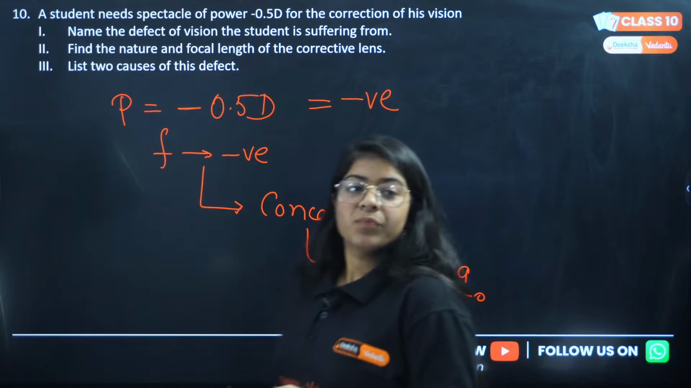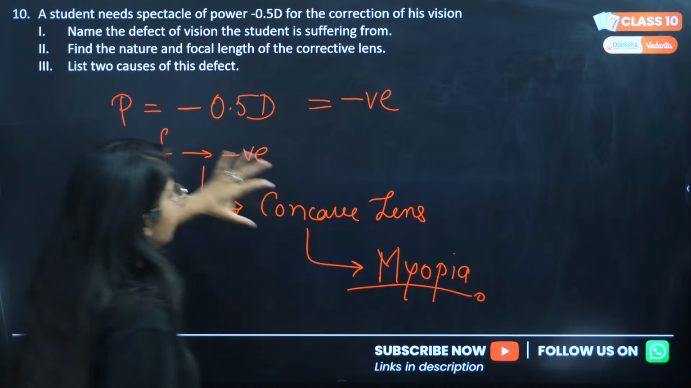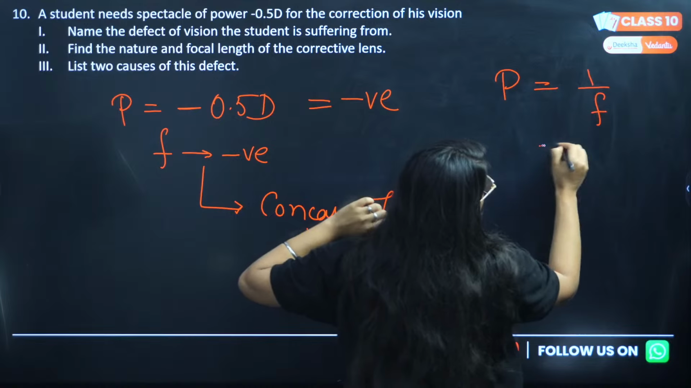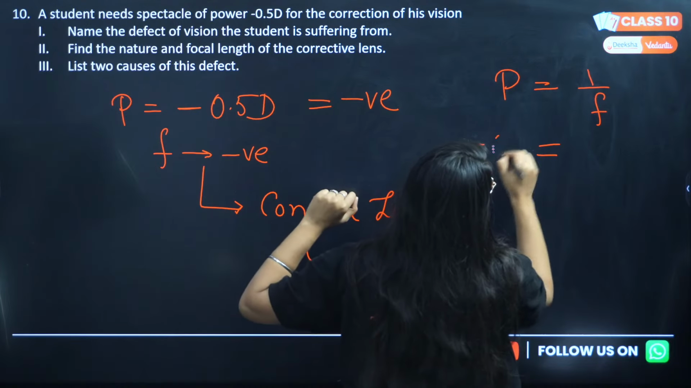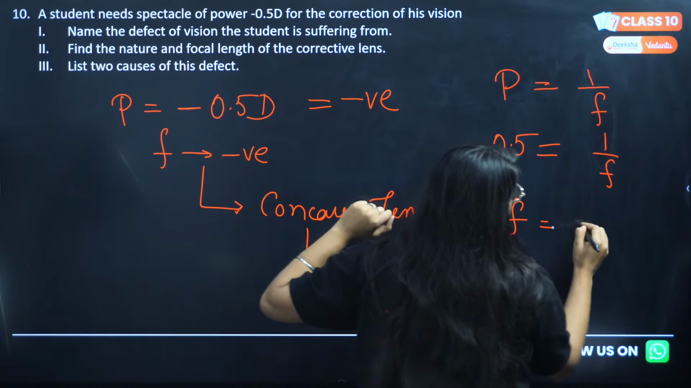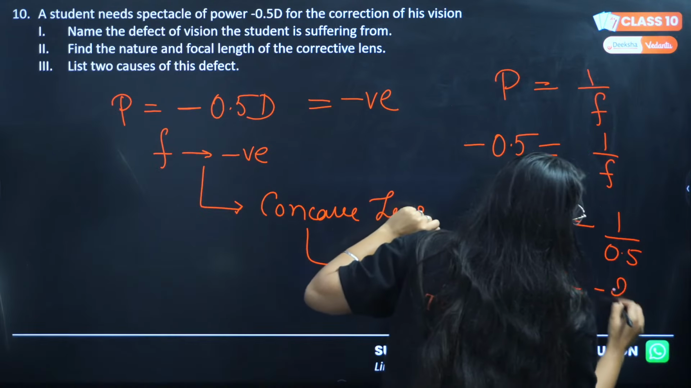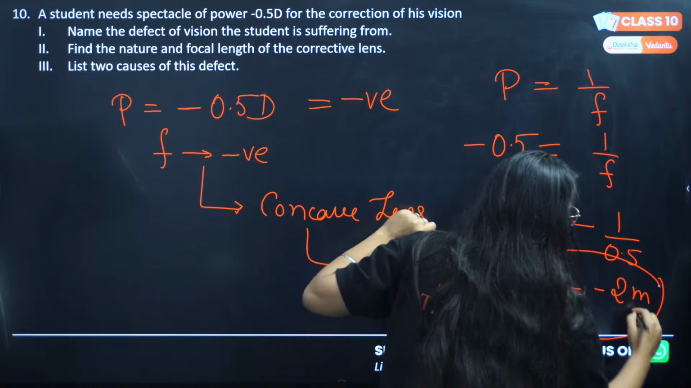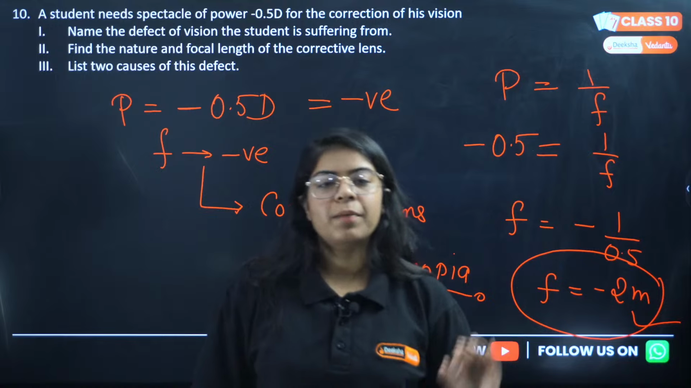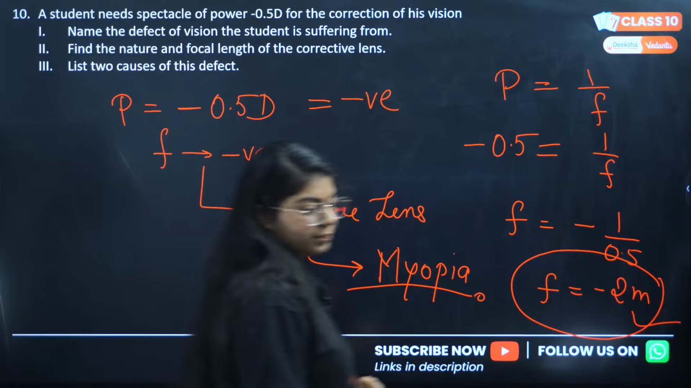Now the second part they ask is find the nature and focal length of the corrective lens. So we can easily find the focal length through power. Power is minus 0.5, so focal length will be minus 1 by 0.5. Focal length will be minus 2 meter. Correct? Focal length is just 1 by power, 1 by minus 0.5, and that will be minus 2 meter. Understood?